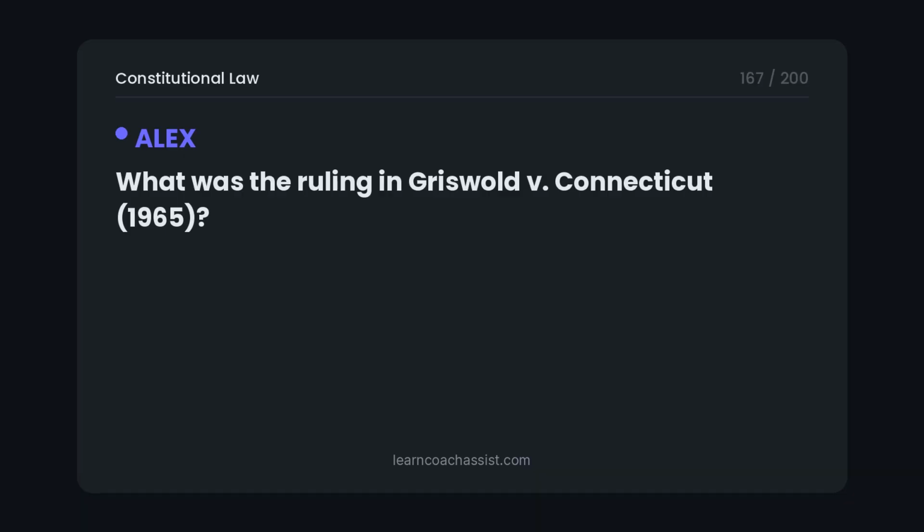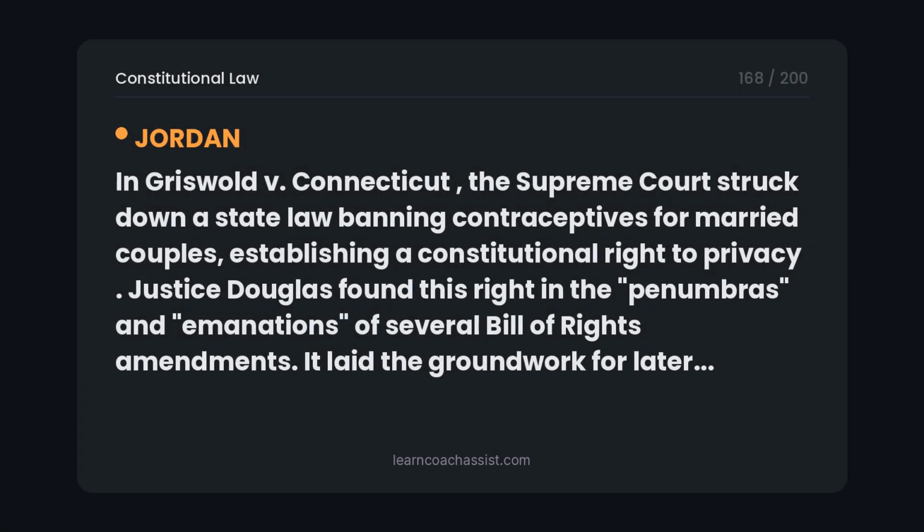What was the ruling in Griswold v. Connecticut, 1965? In Griswold v. Connecticut, the Supreme Court struck down a state law banning contraceptives for married couples, establishing a constitutional right to privacy. Justice Douglas found this right in the penumbras and emanations of several Bill of Rights amendments. It laid the groundwork for later privacy-based decisions.